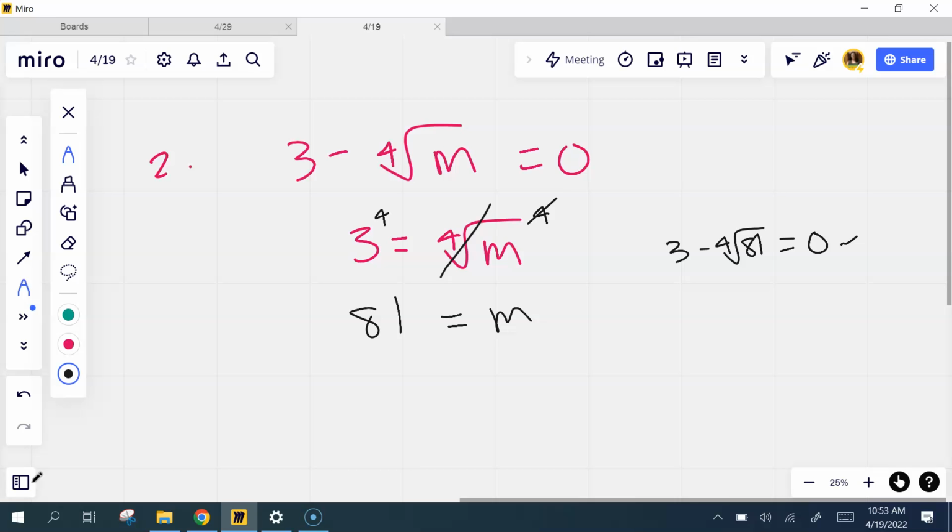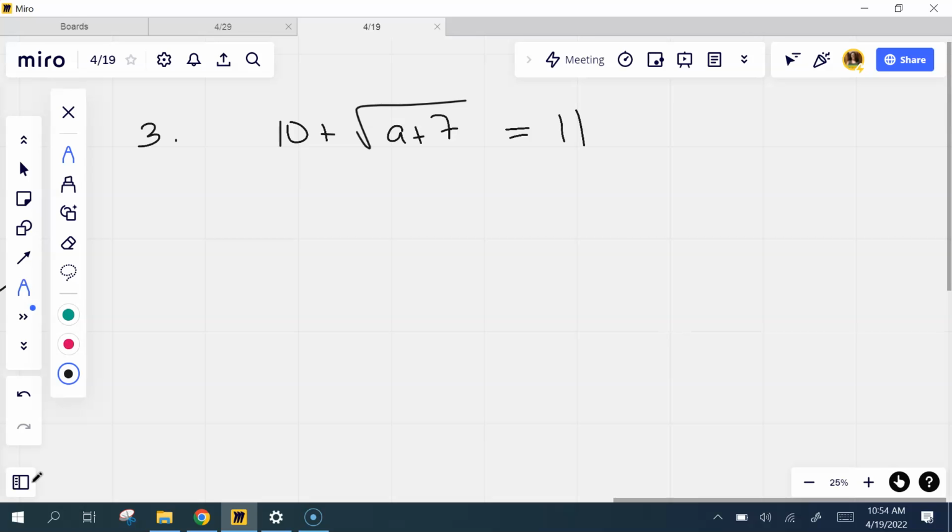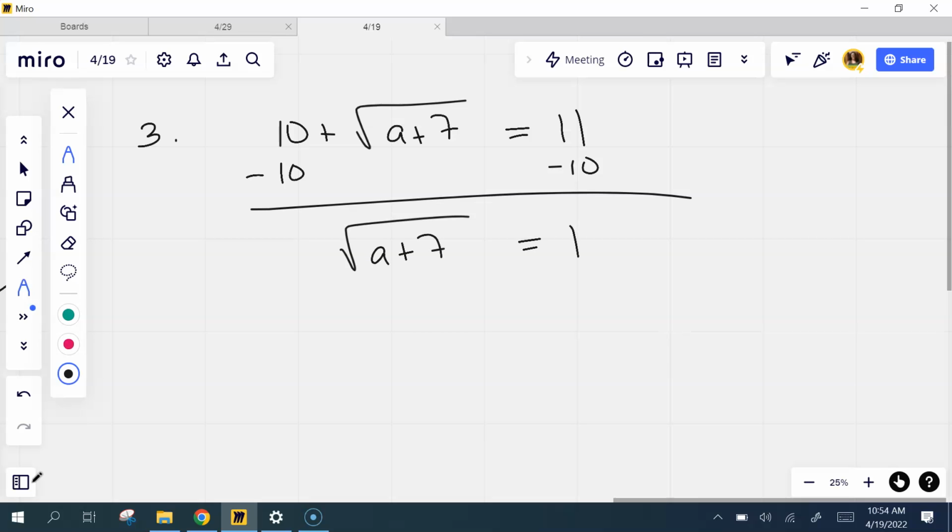Let's look at 3, because 3 looks a little bit different, right? What's different about 3? There's like a whole equation or multiple terms there under the radical. Same steps though. I'm going to get the radical by itself first. So what do I do? You subtract the 10. That's exactly right. So when I move the 10, I end up with the square root of a plus 7 equals 1. Now what?